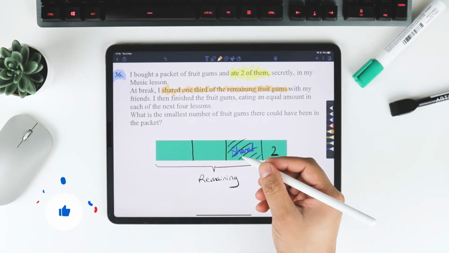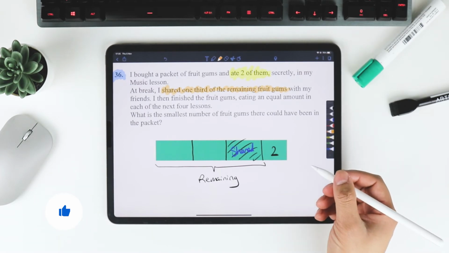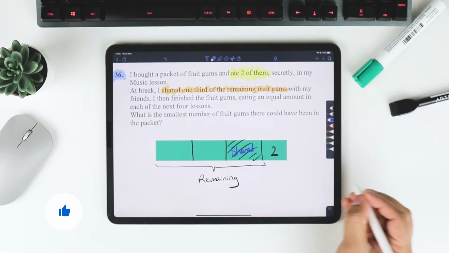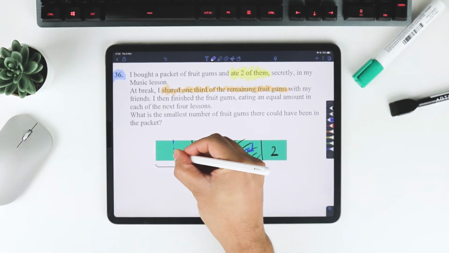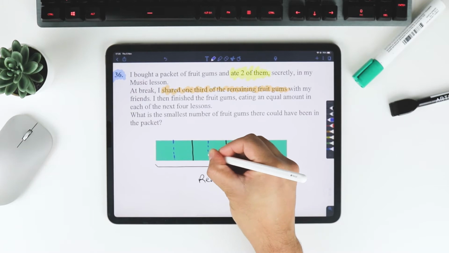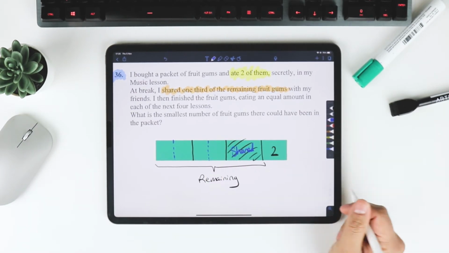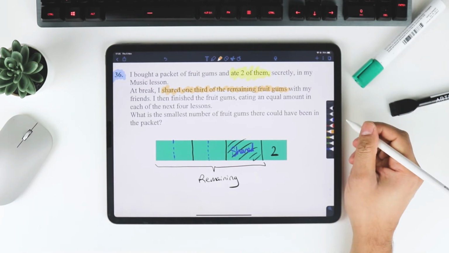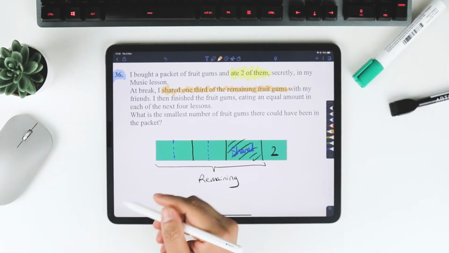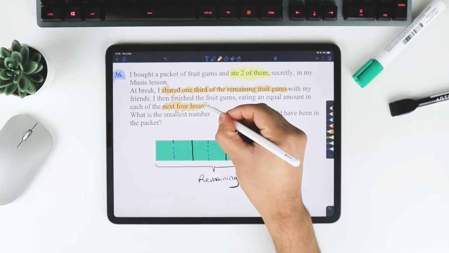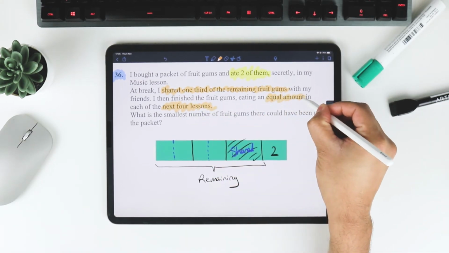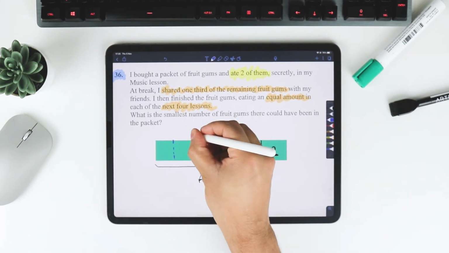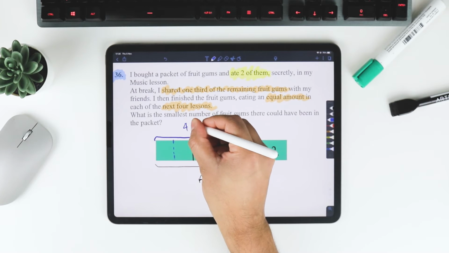Then it says, I then finished the fruit gums eating an equal amount in each of the next 4 lessons. A lot of eating here, but we can share these 2 remaining equal parts into 4 because of the 4 lessons. So what do we have in the next 4 lessons? An equal amount. You can see the equal amount, next 4 lessons. I'll write that down as well.